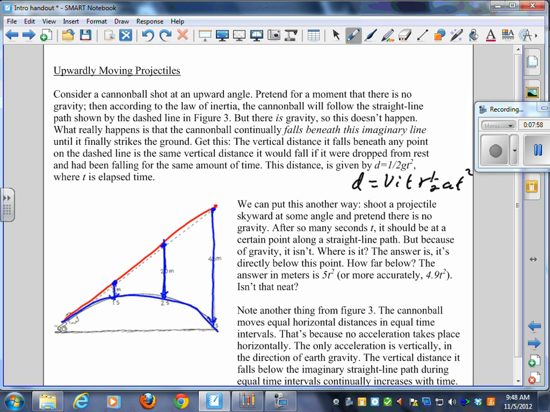This would have an initial vertical velocity of 0. It would fall that same distance even though it's already moving up. The vertical is independent of the horizontal. We can put this another way.